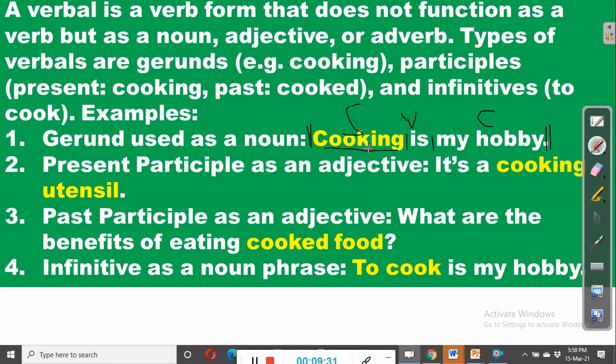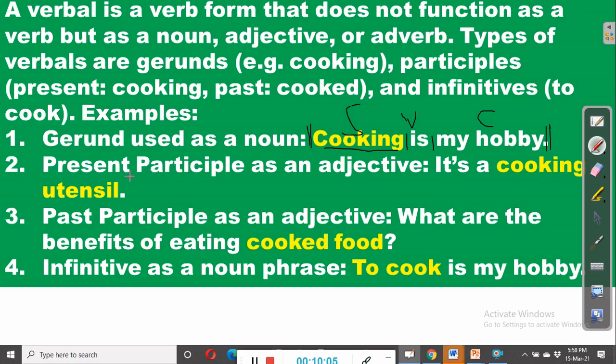Now we can replace this subject with a noun and it will be grammatically correct. We can say tennis is my hobby, or football, or music. All right, music. Now, if you put any noun there, it will occupy that position quite relevantly.